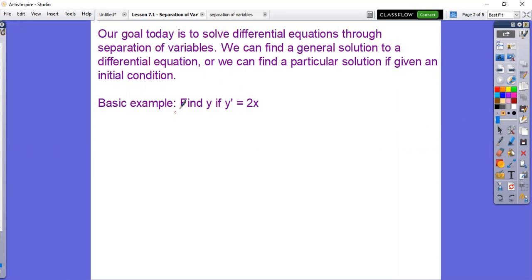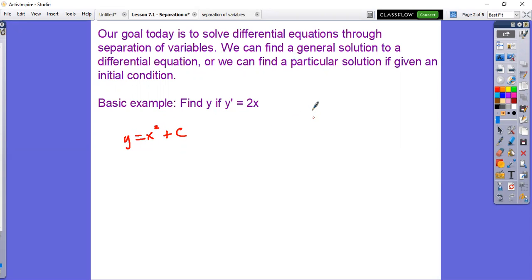So for example, if we want to find y, so we're trying to find the equation y, if we know that y prime equals 2x, well, it's pretty easy to say, well, if the derivative is 2x, then y equals x squared would be a solution. But I need to keep in mind that there could be a constant. So y equals x squared plus c. This would be the general solution. So this is a basic form of solving a differential equation.